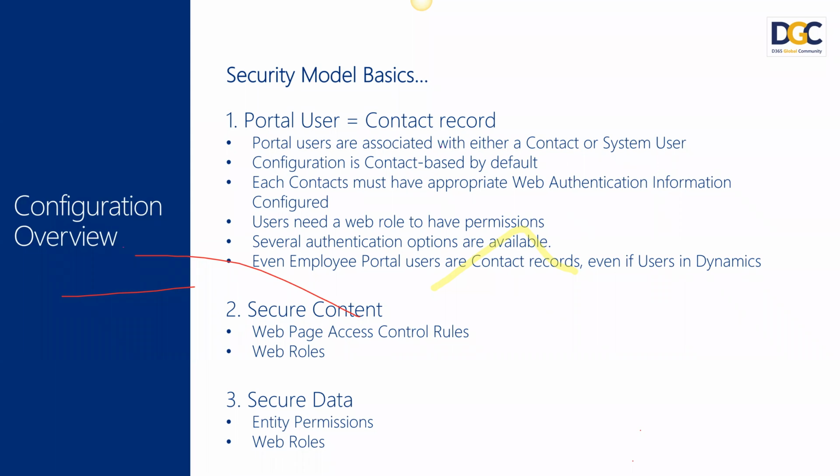And how the content is securely displayed on the portal is defined by the web page access control rules that we just talked about, the web page access and web roles. And the Dynamics data is securely displayed on the web page by the entity permissions and the web roles.